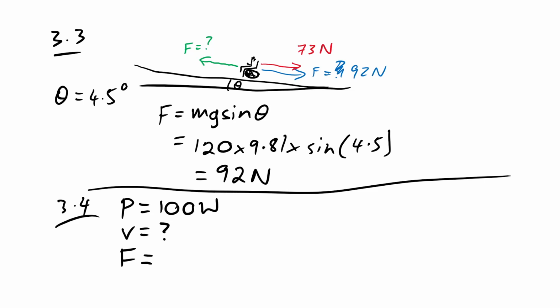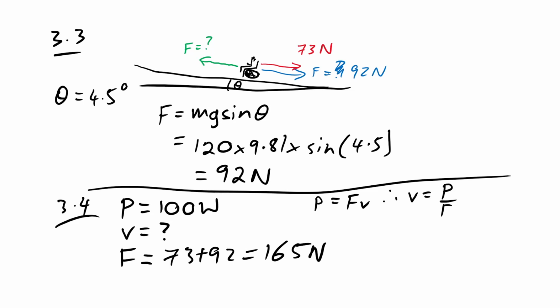So I've drawn myself all the forces on the diagram. We know that at a constant maximum speed, the force pushing forward is going to be equal to the forces pulling backwards. So therefore, the force is going to be that 73 plus 92. That gives us 165 newtons. Now we can use P equals FV, rearrange that, power divided by force, so that's 100 divided by 165, and that gives us 0.61 meters per second.